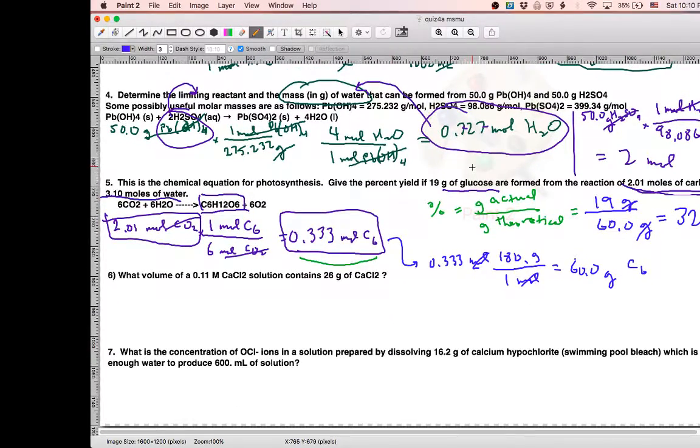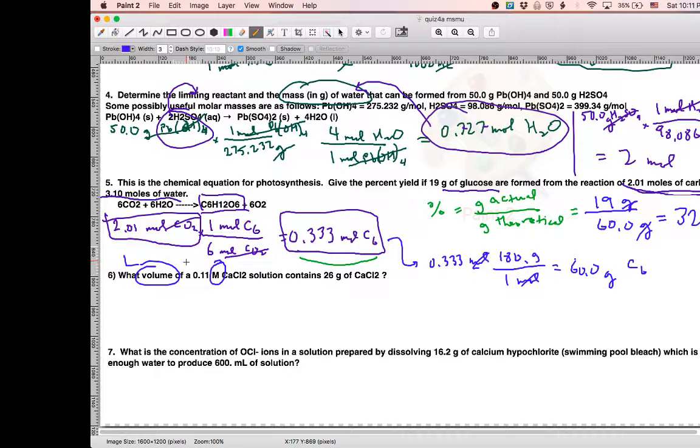What volume? Okay, so the volume. What are the units of volume? Units of volume are liters. So I need to find liters. But where are liters in the problem? They are right here. Remember that M means moles per liter.